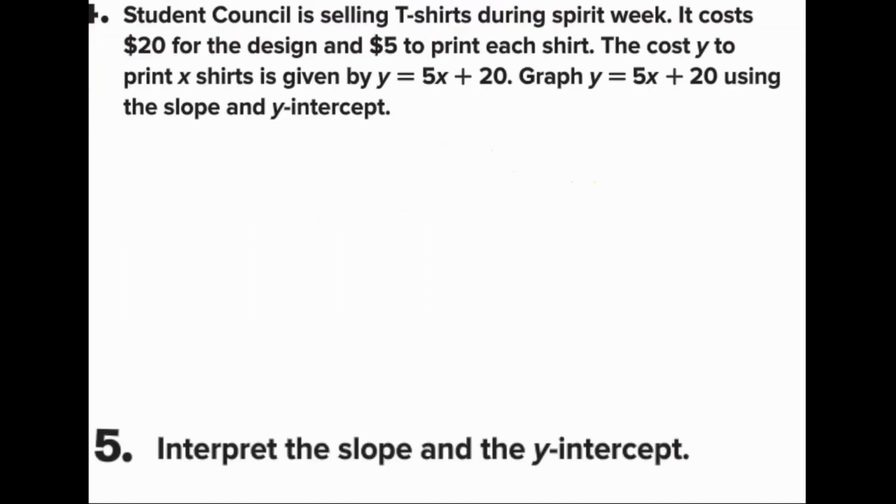Here's an example, number 4. Student Council is selling t-shirts during Spirit Week. It costs $20 for the design and $5 to print each shirt. The cost y to print x shirts is given by y is equal to 5x plus 20. Graph y equals 5x plus 20 using the slope and y-intercept. Knowing that it is following the slope-intercept format, y equals mx plus b, I could find the slope in here will be, which number? 5. The y-intercept would be 20.